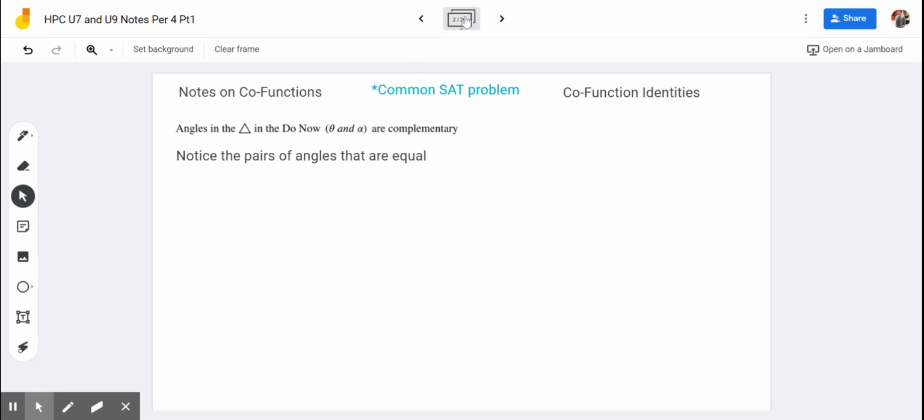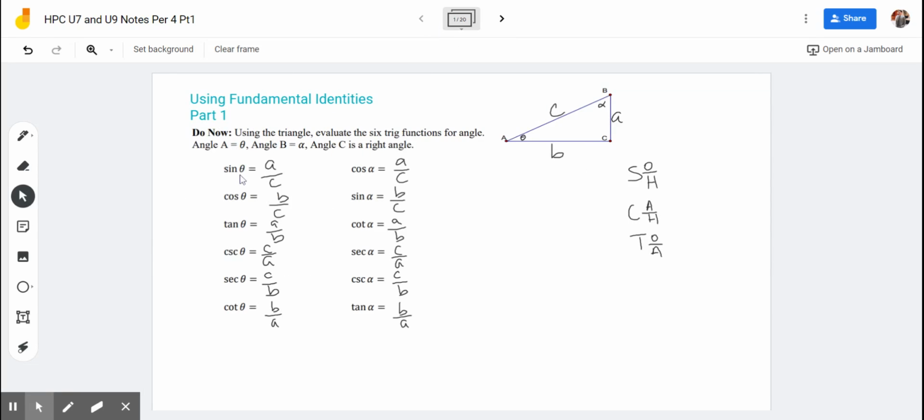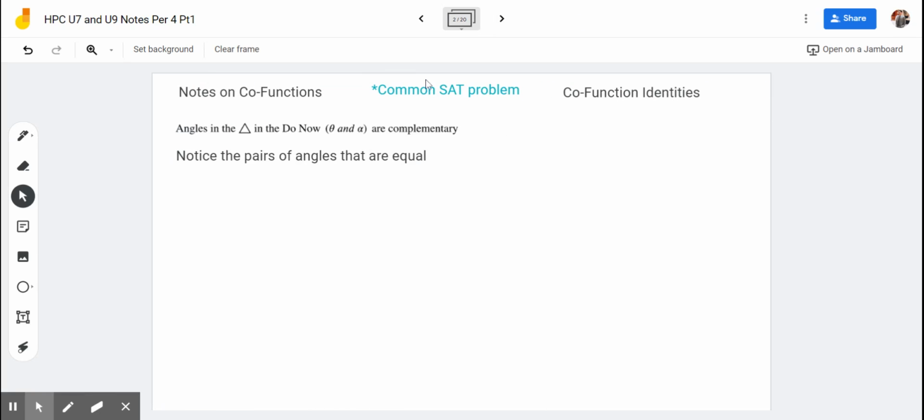And I also want you guys to notice the pairs of angles that are equal. All right, so we saw that with sine and cosine, tan and cotan, cosecant and secant. So those are the cofunctions with one another. Sine and cosine are cofunctions, tan and cotan are cofunctions, and cosecant and secant are cofunctions with one another. All right. So I'll write it there. For example, that sine of theta was equal to cosine of alpha.